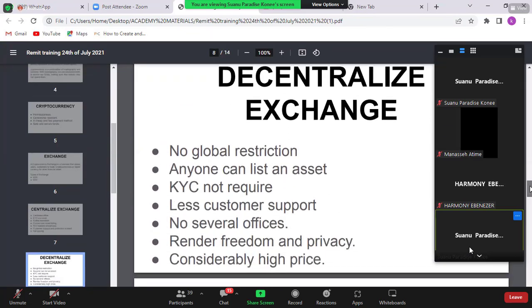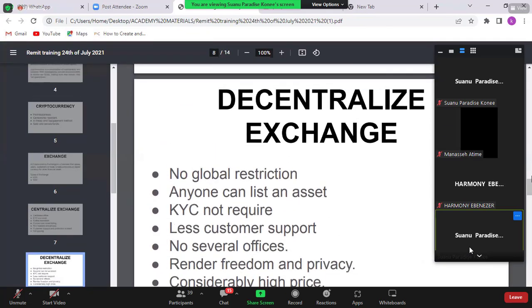Now, decentralized exchange. Examples of a decentralized exchange are PancakeSwap, SushiSwap, BitSwap. All of these swaps you know are examples of a decentralized exchange.